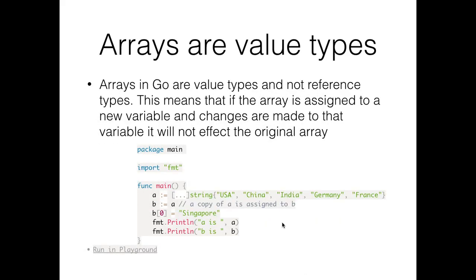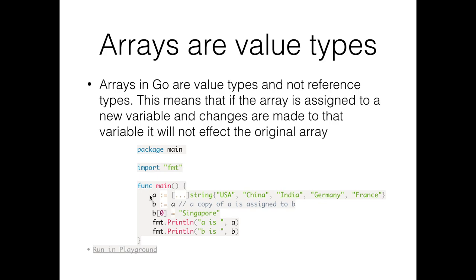Arrays are value types. So that means that arrays in Go can be changed, but that change will not affect the original array. So that means that if you assign a new variable and make changes to that particular variable, then that change will not be reflected in the original array.